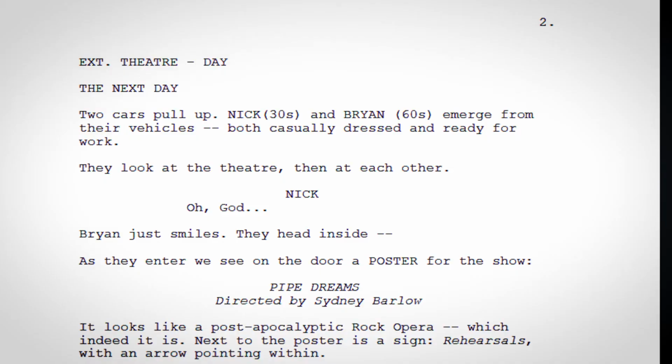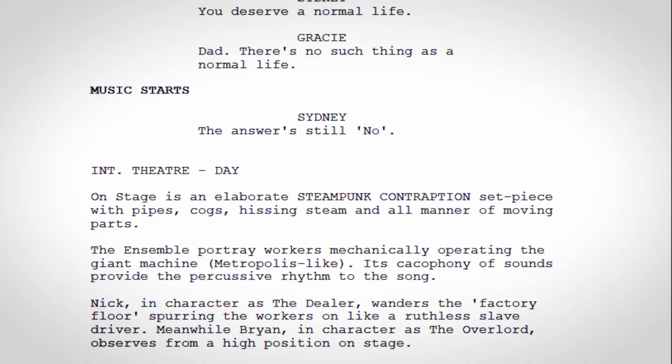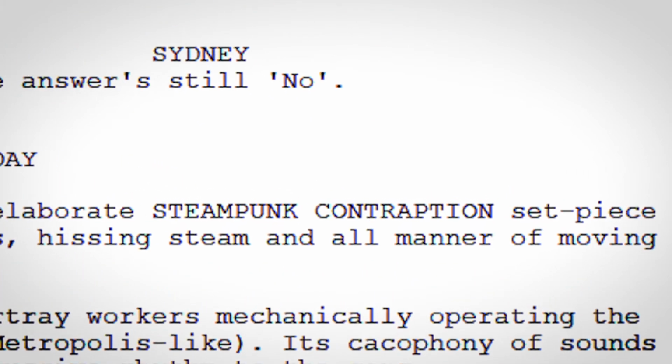When you mention a character for the first time, capitalize their name. This tells the reader that this is a new character to the story. After this, you can use regular case whenever you refer to them. Likewise, whenever you mention a key prop or sound effect, capitalize it. This signals that this is an important story element.